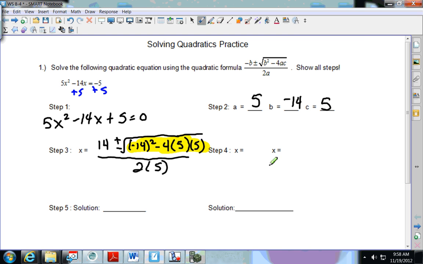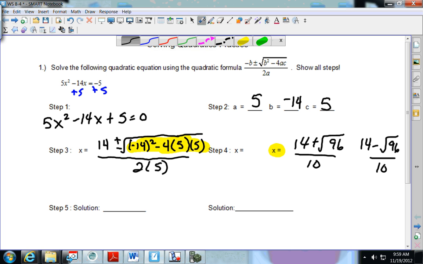So now I have, those are really close together. Whoops. I've got 14 plus the square root of 96 divided by 10. I got 10 because of 2 times 5. Then you also do 14 minus the square root of 96 over 10. You have to do the top part first and then press enter and then divide by 10.